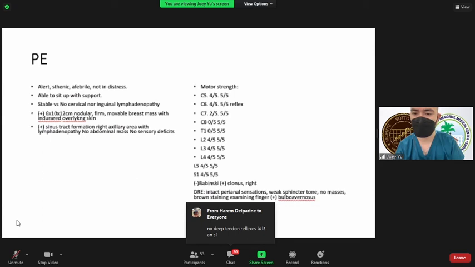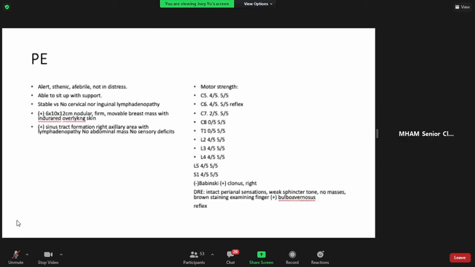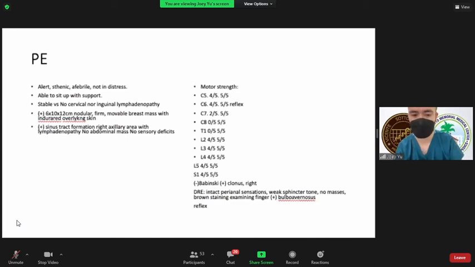So for the digital rectal exam, there's intact perianal sensation, weak sphincter tone, no masses, and brown staining on the examining finger, no blood stain also, and a positive bulbocavernosus reflex.